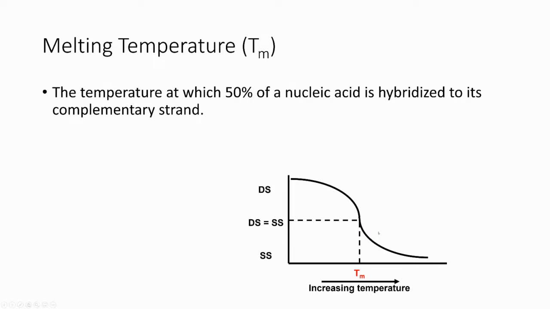The binding of the probe to the target sequence depends on the melting temperature. You can see this curve here. The melting temperature is defined as the point where 50% of the population is double-stranded DNA and 50% is single-stranded DNA. So you can see ds equals ss. At this point, the temperature will be the melting temperature, Tm.